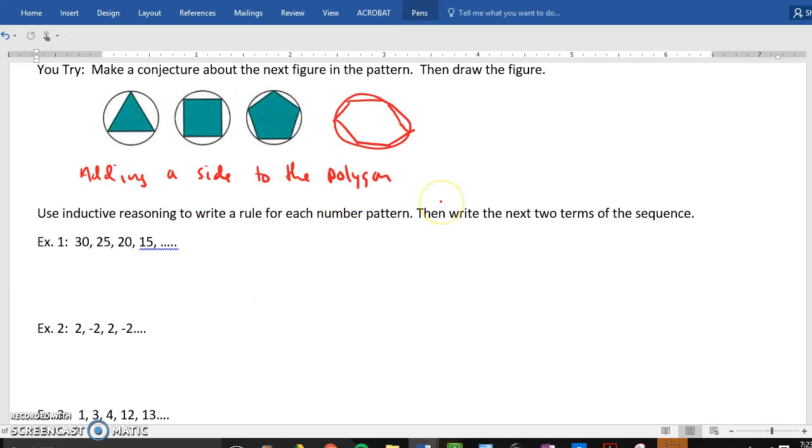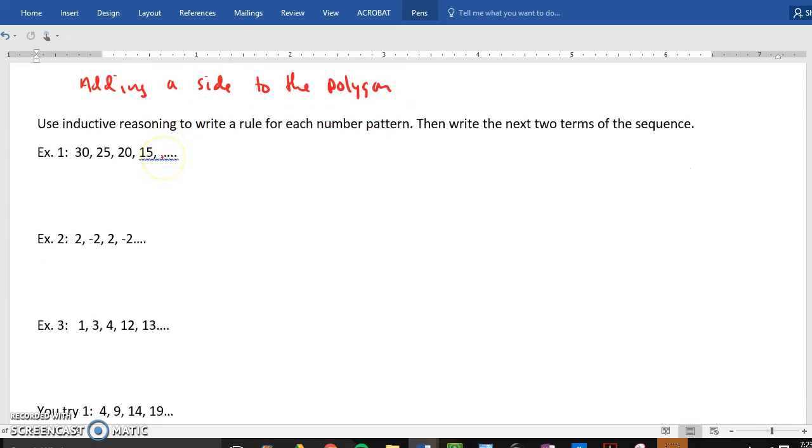All right. So now, not only do we use it for diagrams, but we use inductive reasoning to look for number patterns. Use inductive reasoning to write a rule for each number pattern. Then write the next 2 terms of the sequence. This is what we call a sequence. It's basically a set of numbers that have a pattern.